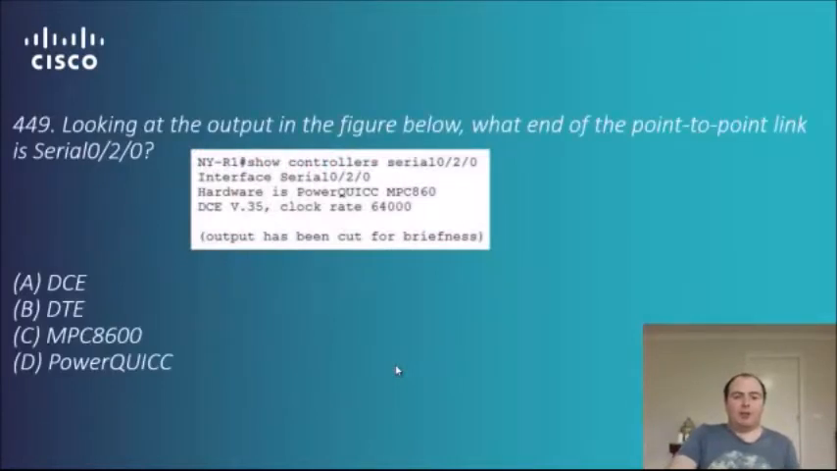449, looking at the output in the figure below, what end of the point-to-point link is serial 020? So we've got DCE, DTE, MPC 8600, power, QUICC. Alright, so show interface 02, hardware is this, what end of the point-to-point link, and we got DCE there. The answer for this one is DCE.